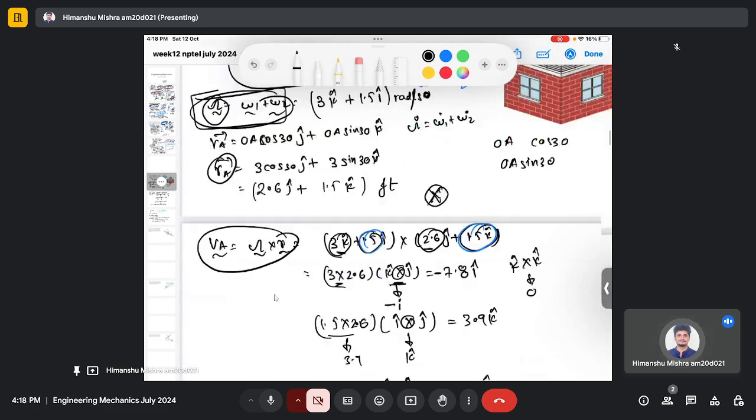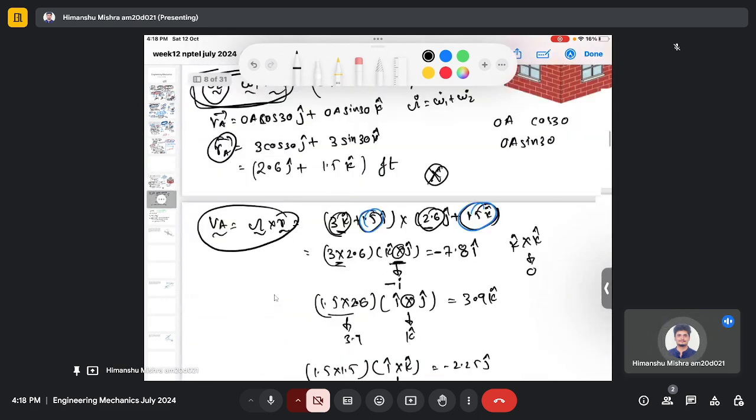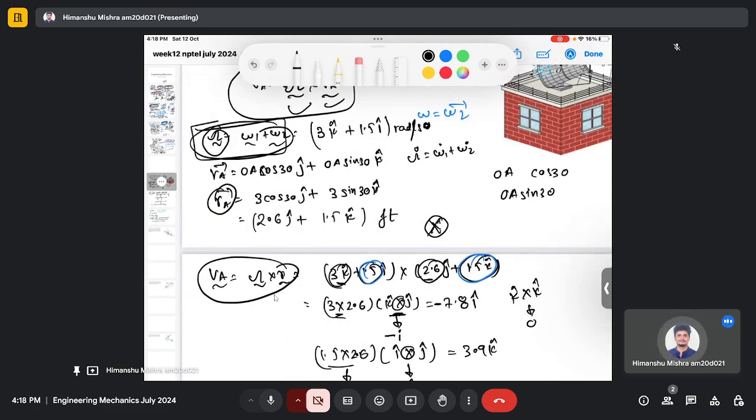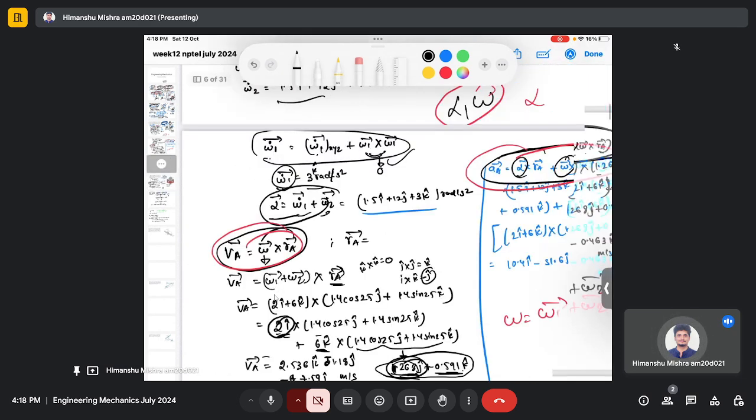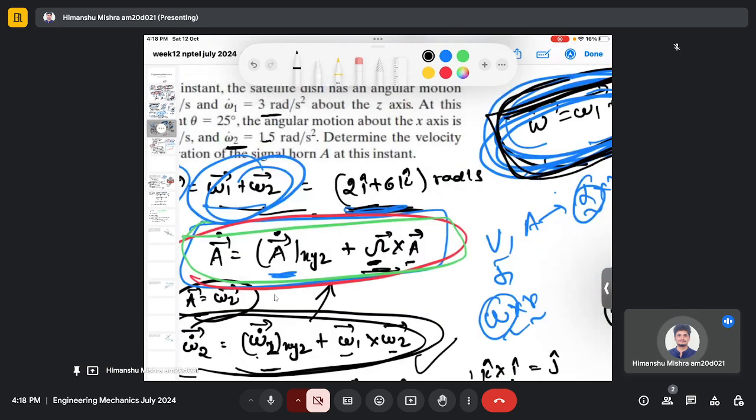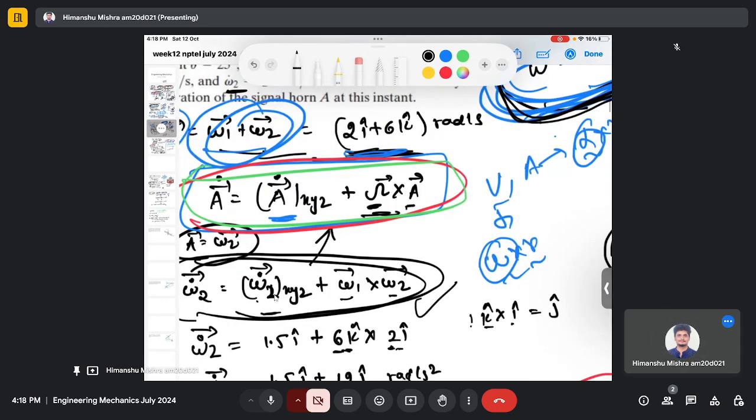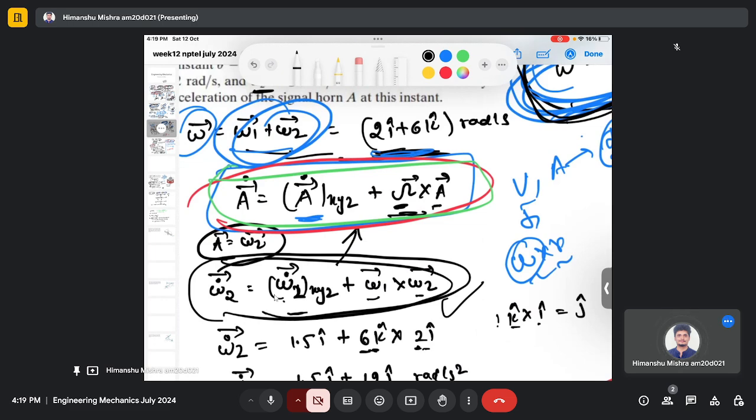But to calculate the acceleration, you need the components of angular acceleration like omega dot 1 and omega dot 2, and for that we will be using this equation where the rate of change of a vector can be defined as the rate of change of the vector in the moving frame plus omega cross A. So in place of A dot, I can write omega dot 2. Then it will be omega dot 2 equals omega dot 2 in the moving frame plus omega 1 cross omega 2.